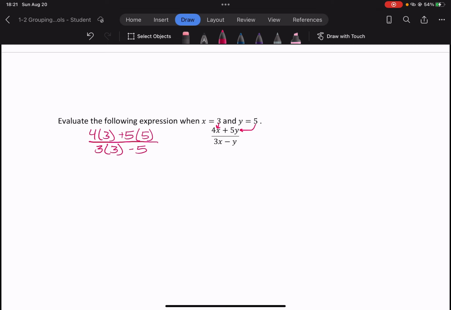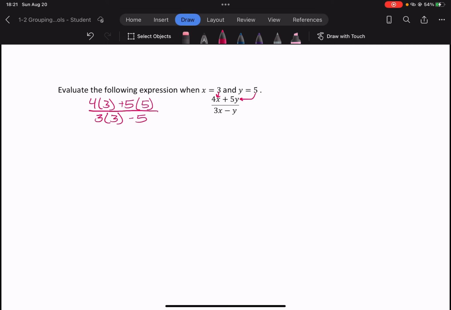So now we just work the expression. We start at the top. 4 times 3 is 12. 5 times 5 is 25. Divided by 3 times 3, which is 9, minus 5. We add the top: 12 and 25 is 37. Divided by 9 minus 5, which is 4. I'm going to leave it like this as an improper fraction because there's no number that'll divide into both 37 and 4 to reduce the fraction. But you might also see this written as 9 1/4.